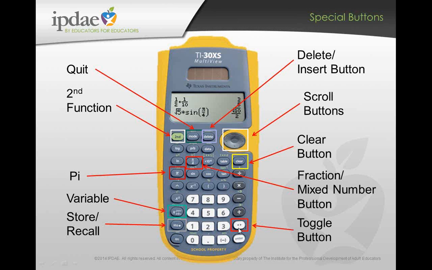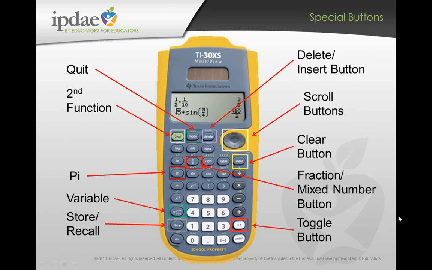And then lastly, we have the toggle button. The toggle button allows you to convert between fraction to decimal or something with the radical symbol to its approximated value. So this toggle button is your friend. You always use this, especially when you're dealing with multiple choice type questions.